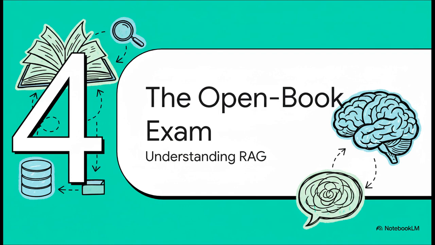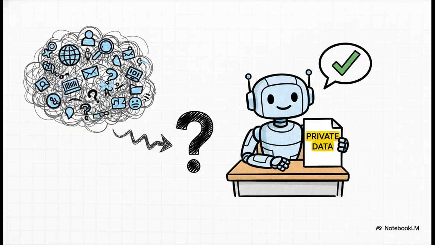So now let's put it all together. We have our GPS for words and our smart library. Let's see how they power one of the most useful AI applications today, RAG. This is where we combine our smart search with a powerful AI like Gemini to get answers that are not just intelligent, but factual.